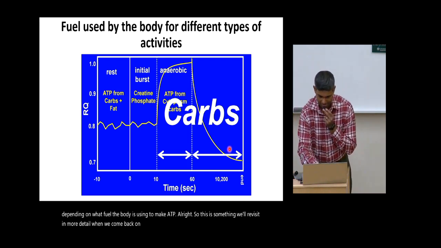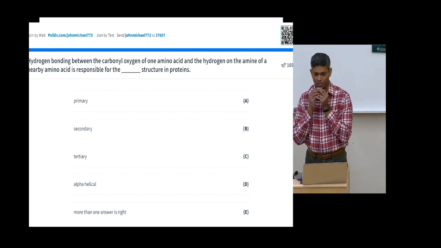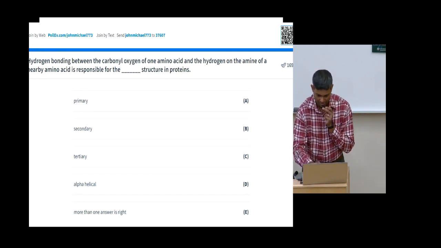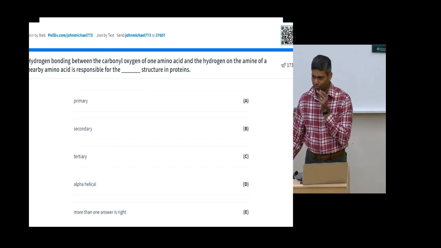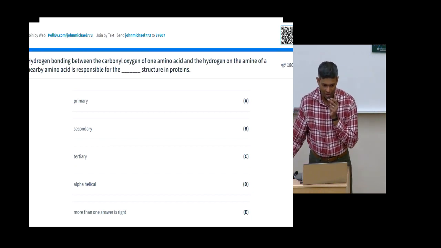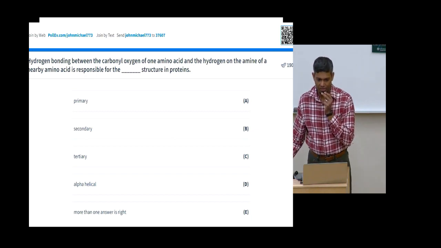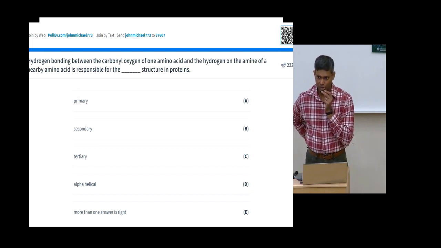But for now, let's quickly go through some of the Poll Everywhere questions which are at the end of your lecture. This is the question which we worked out in class on Friday. Hydrogen bonding between the carbonyl oxygen of one amino acid and the hydrogen on the amine of a nearby amino acid is responsible for the blank structure in proteins. Is it primary, secondary, tertiary, or alpha helical, or is more than one answer correct?